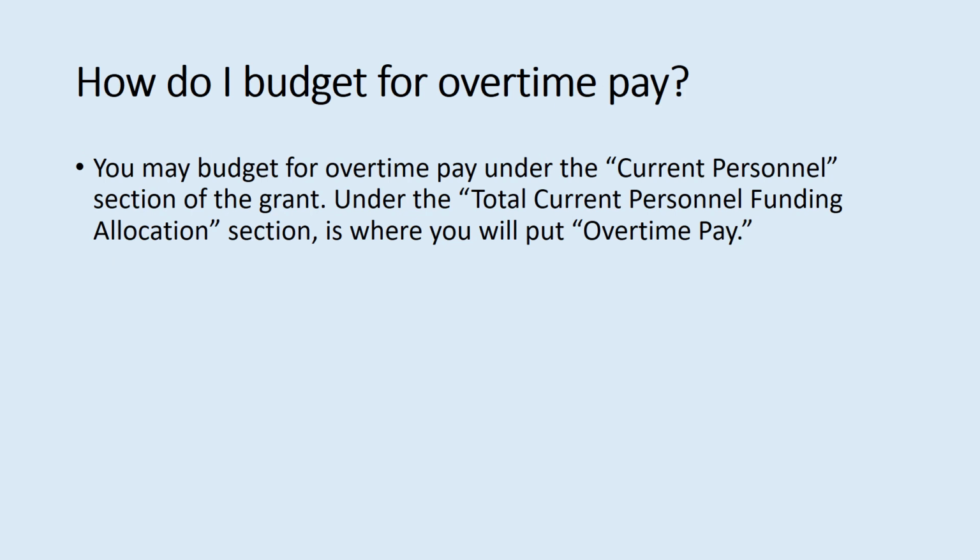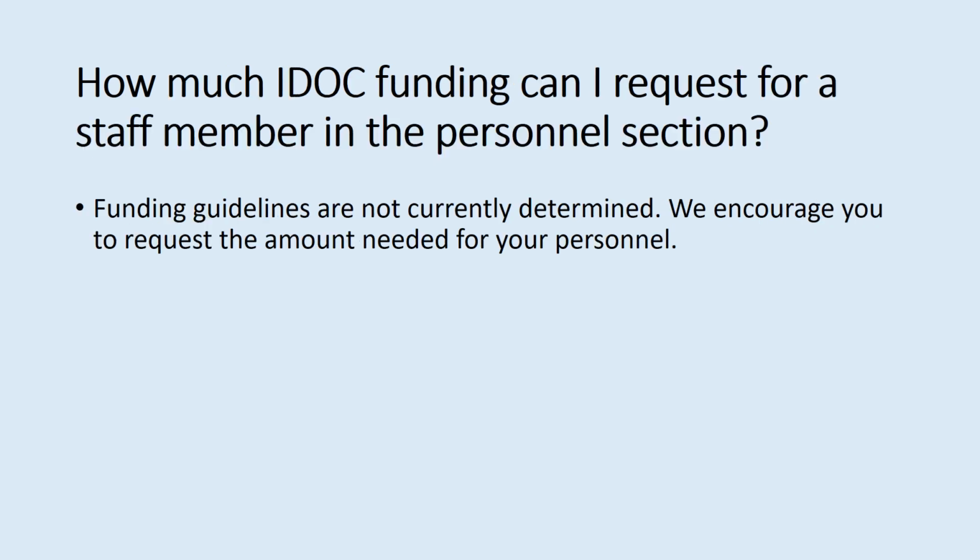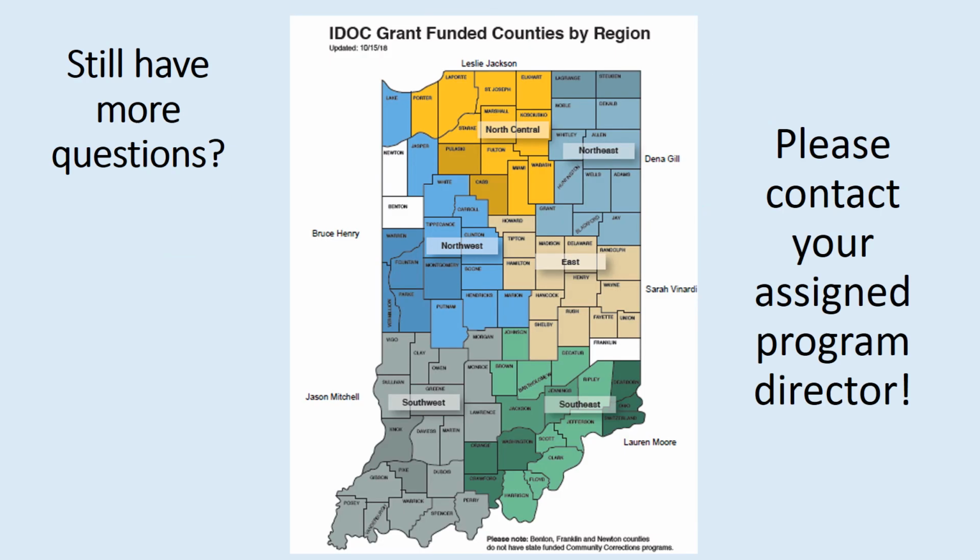Overtime should be included in the budget on the current personnel form. At this time, funding guidelines have not been determined. We encourage you to request the amount needed for your personnel. If you have any questions regarding IntelliGrants or your application, please contact your assigned program director.